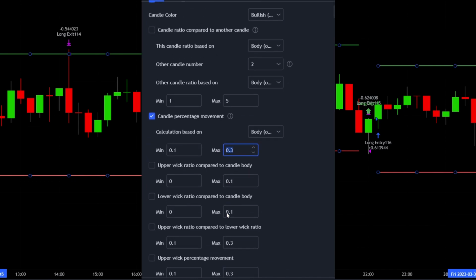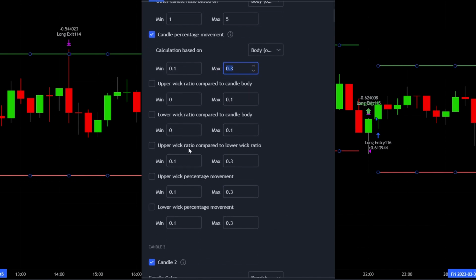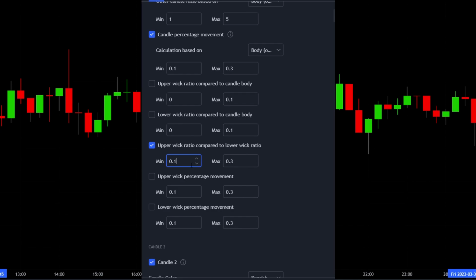Another great option is to limit the upper and lower wick ratio compared to each other. To do that, tick this box, and then you can set the limits here. For example, if you want to only allow candles that have a bigger upper than lower wick, set the low limit to 1 and the high limit to a higher value. If you want to do the opposite, so allow entries only on candles that have a bigger lower wick than an upper wick, set the max value to 1 and the min to a lower value.